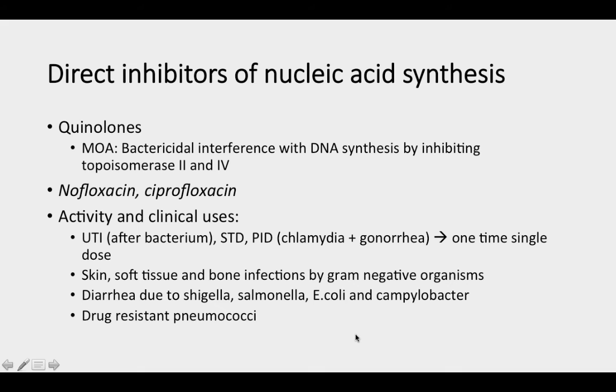Which takes us to the other drugs in this class, which are the direct inhibitors of nucleic acid synthesis. So that includes the quinolone group, right? The quinolone group works by interfering directly with bacterial DNA synthesis by inhibiting topoisomerase 2 and 4. It includes drugs such as norfloxacin, apologies for the spelling mistake, and ciprofloxacin.